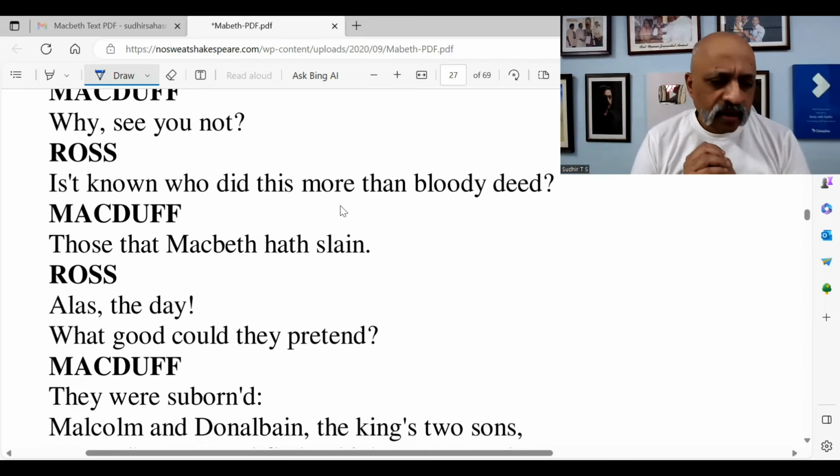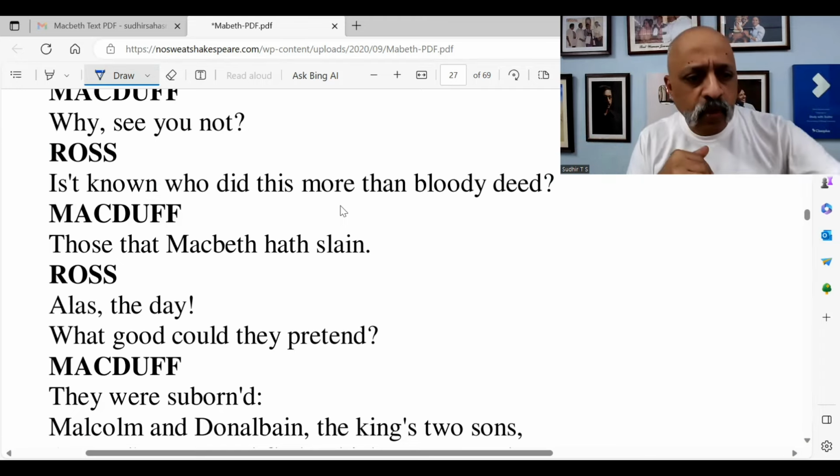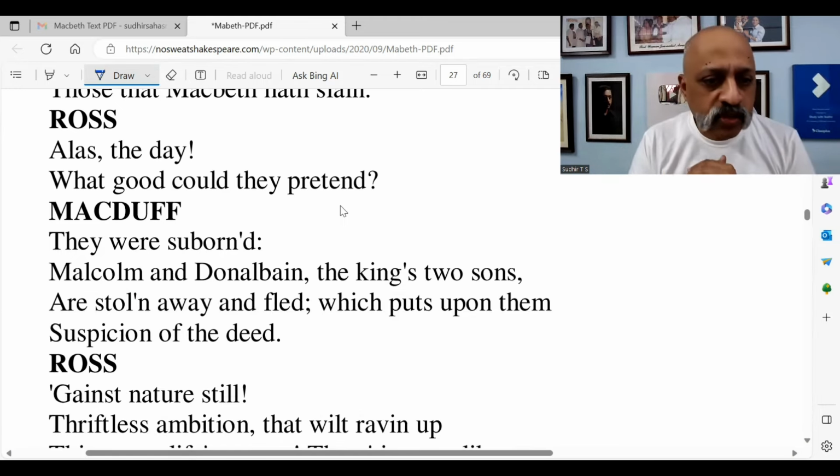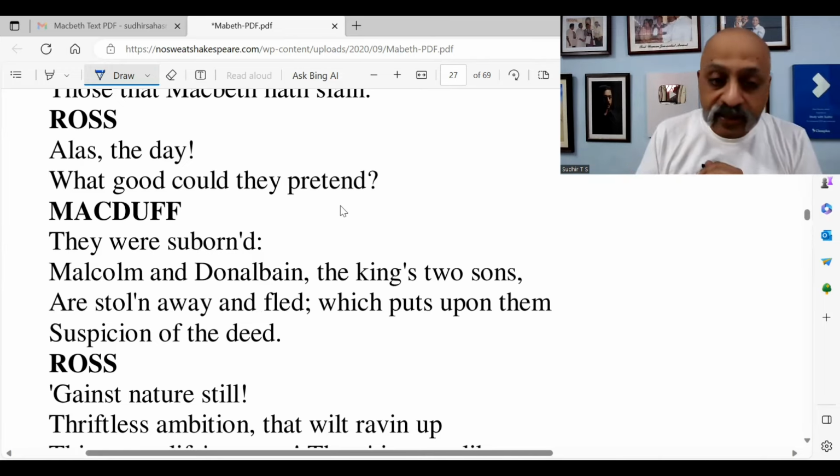Ki unko kya, what would they have gained by killing Duncan? They were suborned. Malcolm and Donalbin, the king's two sons, are stolen away and fled, which puts upon them the suspicion of the deed. He says that they were hired. Suborned ka matlab hai, they were like contract killers. Okay, they were hired by Malcolm and Donalbin.